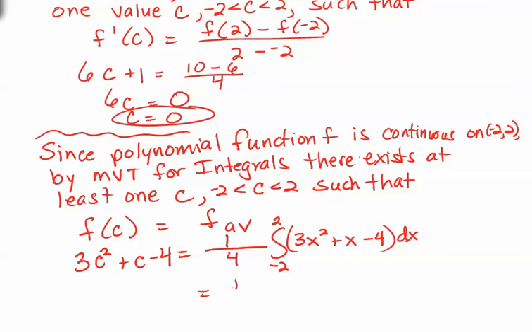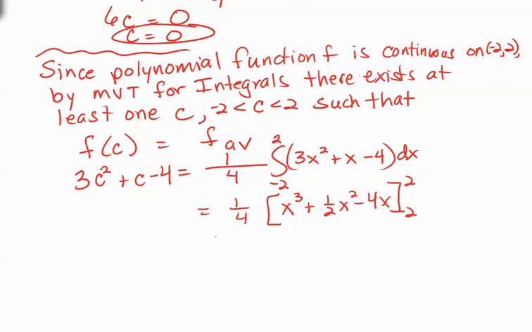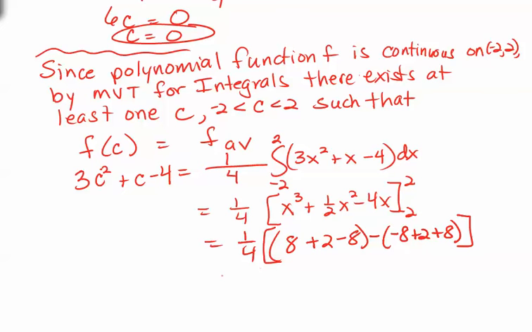And if we work on that integral, we would do our antiderivative. So that would be x cubed plus 1/2 of x squared minus 4x, evaluated from -2 to +2. And if we substitute 2, we'll have an 8 plus 2 minus 8. Let me actually show you both of these. And then evaluated at -2, we would have a -8 plus 2 plus 8. And it looks like that's going to be 1/4 of 0.